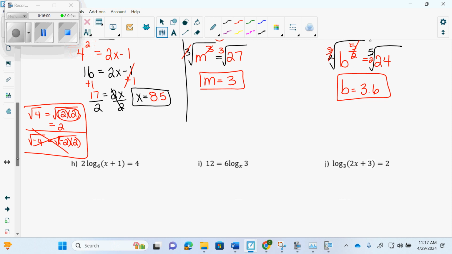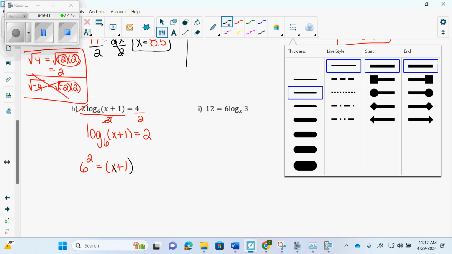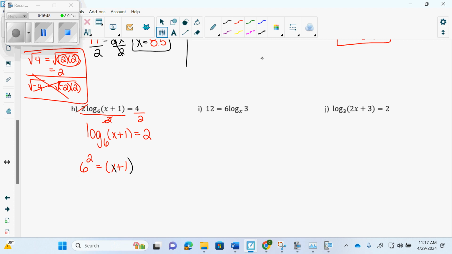Okay, let's talk about H, I, and J. What's the problem with H? Yes, there are 4 pieces of information, and I can only convert if there are 3 pieces of information. So what am I going to have to do first? Divide the 2 over, yes. So I'm going to get log base 6 of x plus 1 equals 2. And now can I convert it? Yeah. And the variable's locked beside the log, so I have to convert. So the base is 6, to the power of 2 equals x plus 1. 6 squared is 36. x plus 1. Then I have to minus 1. And x equals 35.